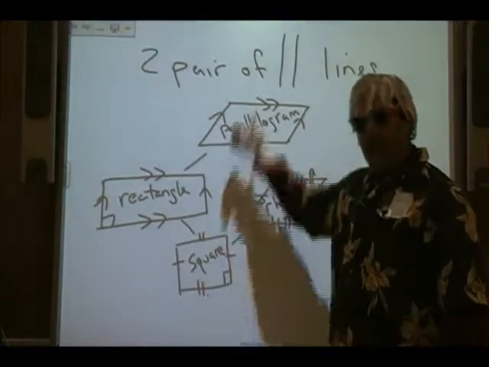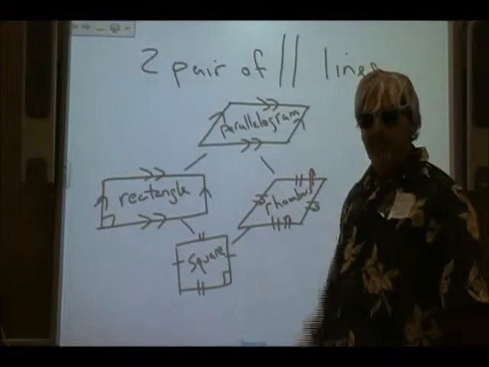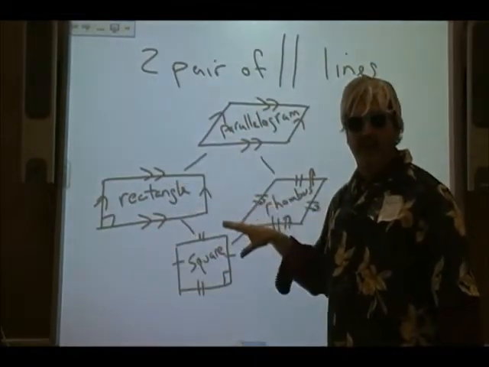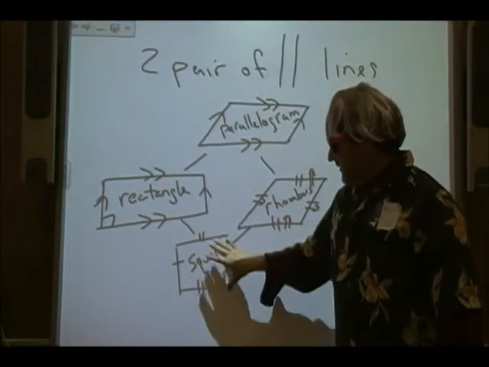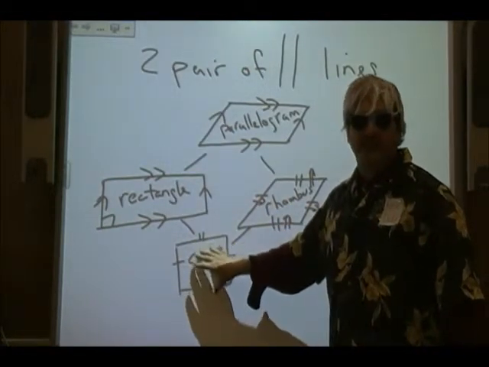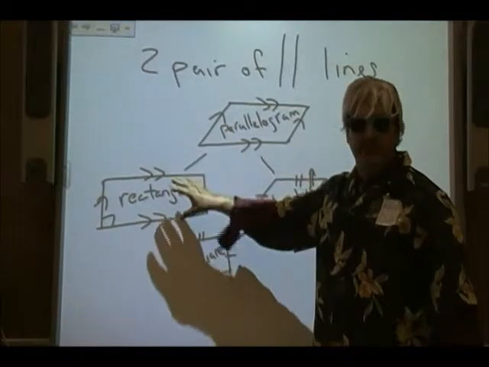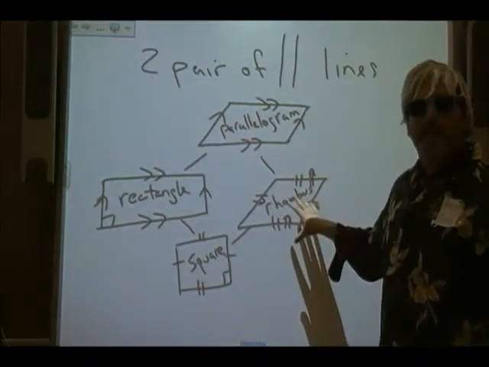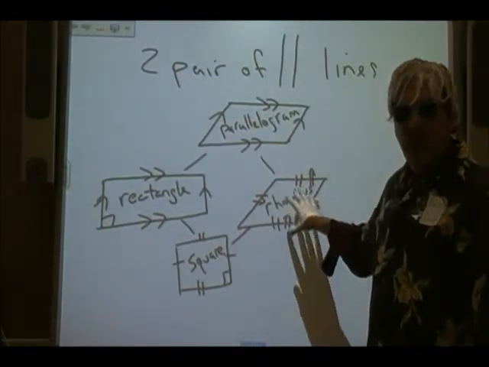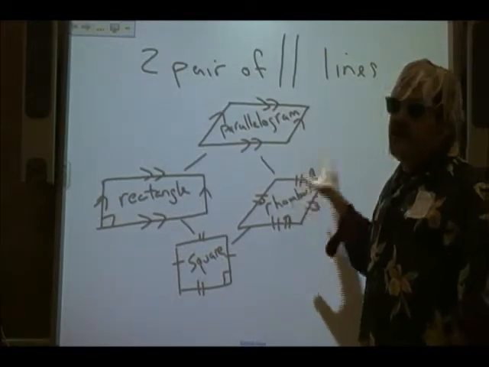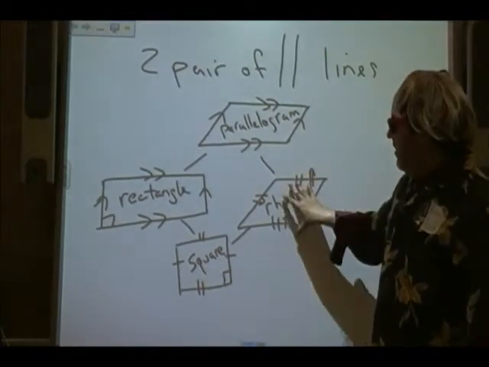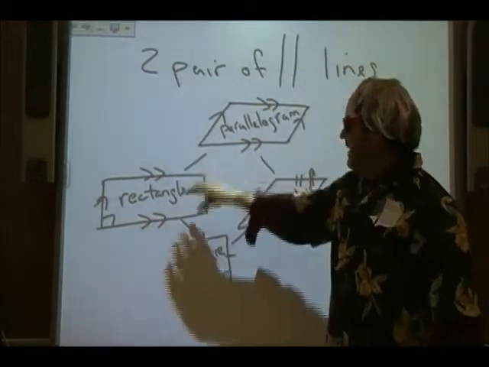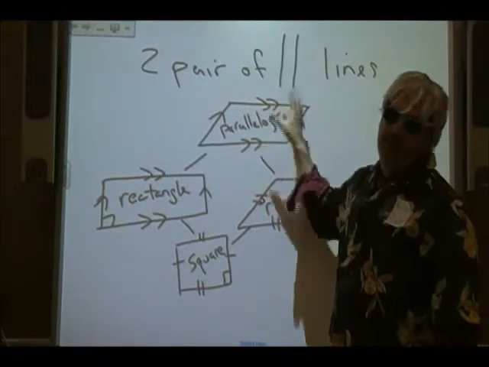When you want to relate these, you always go up. That means all squares are rectangles, but you can't say all rectangles are squares. Just like if this was the freshmen, you could say all freshmen are students, but not all students are freshmen. You can say all squares are rhombi, but not all rhombi are squares. All rhombi are parallelograms, but not all parallelograms are rhombi. All rectangles are parallelograms, but not all parallelograms are rectangles.